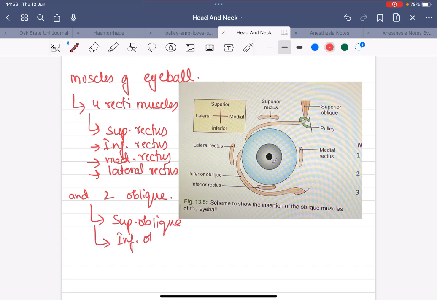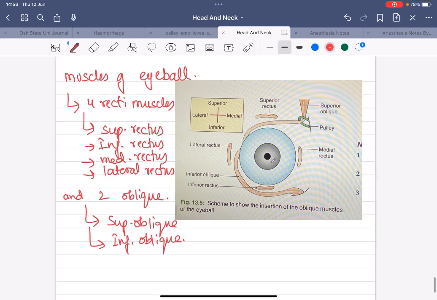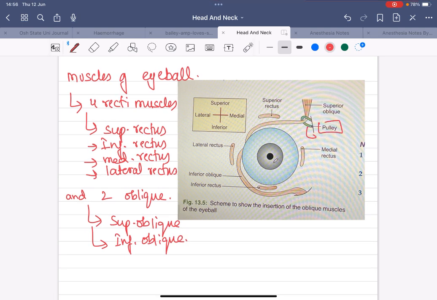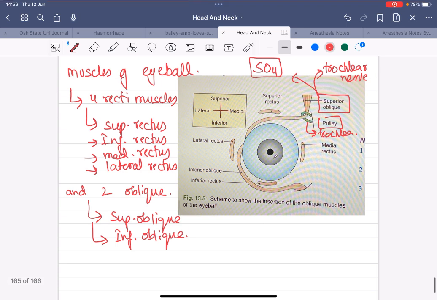So see this diagram. This is the pulley formed by the orbital fascia. This is known as the trochlea. That's why the superior oblique muscle is innervated by the trochlear nerve. This is the trochlear nerve. So SO4: superior oblique, innervated by your fourth cranial nerve, the trochlear nerve. Then lateral rectus, LR6, is innervated by the abducens nerve because it causes abduction of the eye.